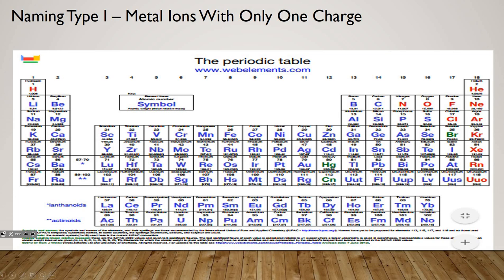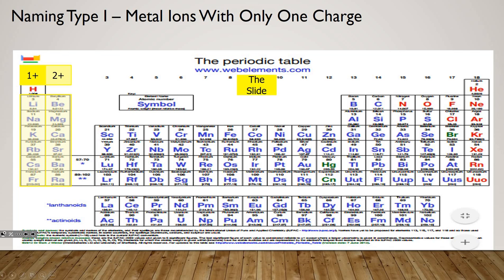And these are where they're at. It's the first column, not including hydrogen. Hydrogen's its own type. We'll talk about it later. Which we've decided is a plus one charge. The second column, which is always a plus two charge. These guys don't have any different.